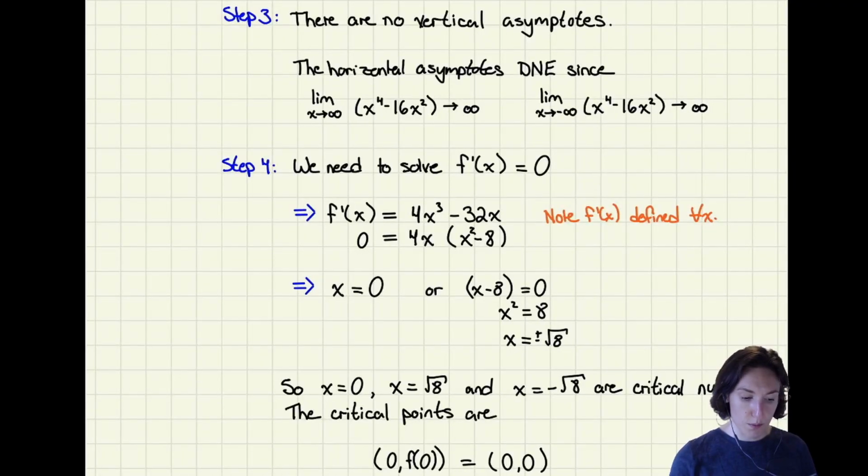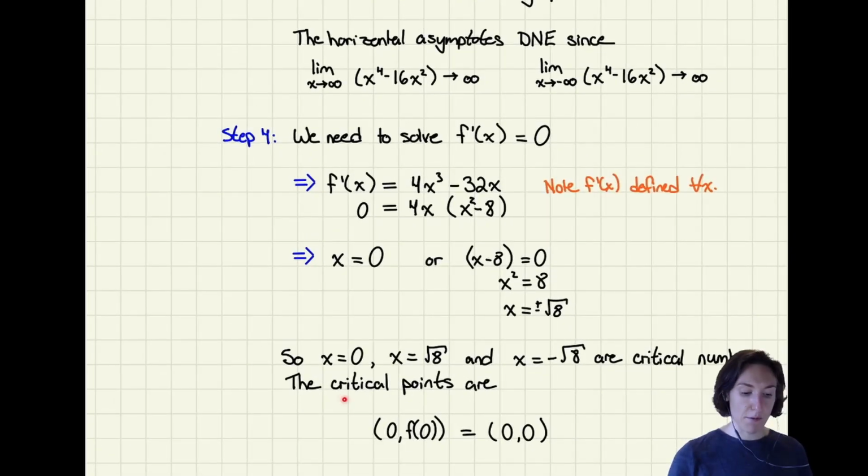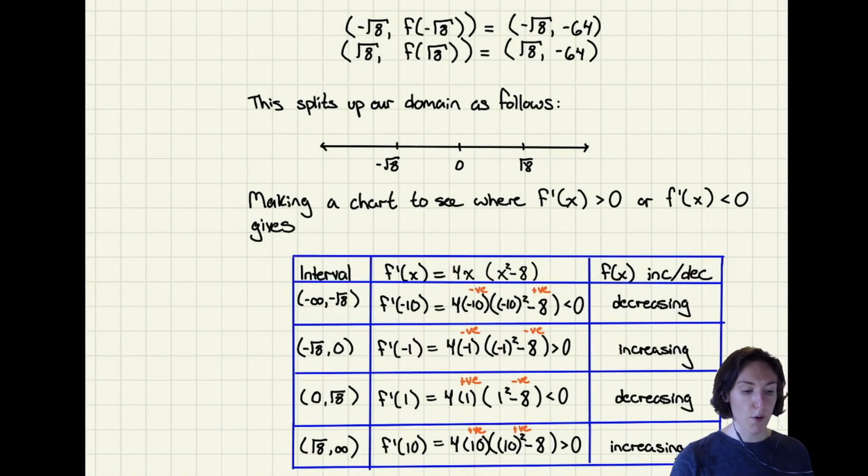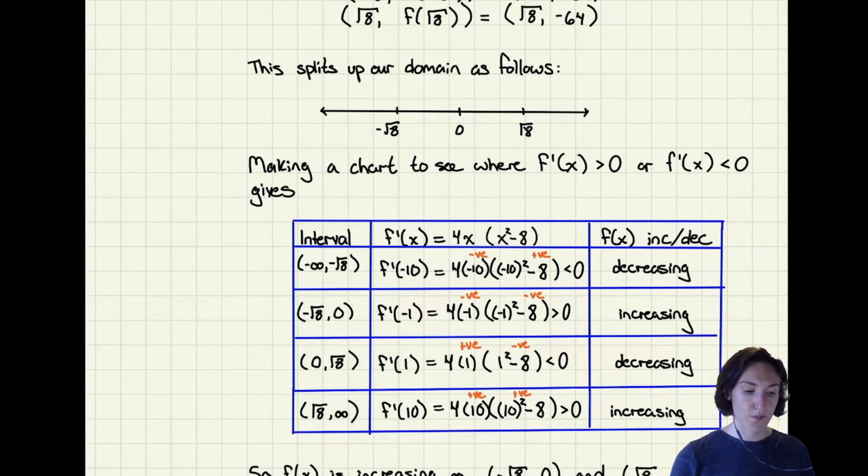Next thing is the critical points. Okay, so take our derivative, set it to 0. We're going to get 3 critical numbers. And I write out what the full critical points are right away. So if you plug in 0, you get 0, 0 for one critical point. And then if you plug in positive root 8 and negative root 8, these are the ones you're going to get. And notice that even though root 8 and negative root 8 give you the same y value, this is actually because of symmetry, which I check at the very end.